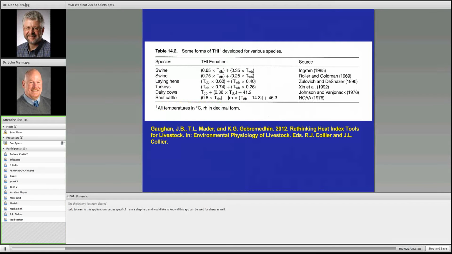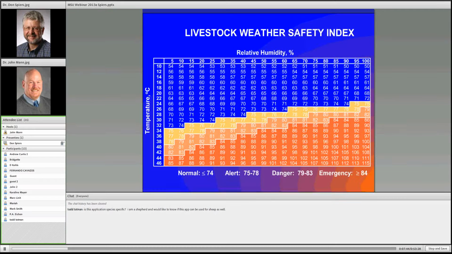We know that there have been indices of stress produced for livestock for probably the last 50 years. Primarily, they create something known as the temperature humidity index that uses a combination of air temperature and humidity to come up with an index of stress. This has been done for swine, for chickens, for dairy cows, and beef cattle as well. And this has been around for a very, very long period of time.